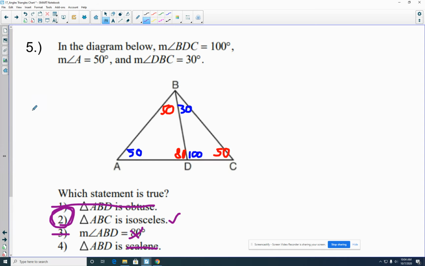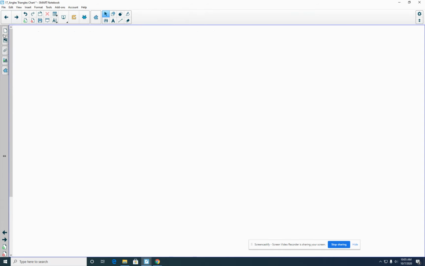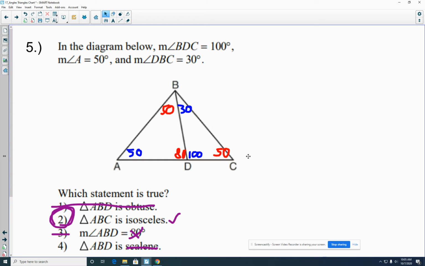And there it is. Okay? Again, when you fill in all the missing angles and you use that relationship, it becomes quite easy to then go back and compare. All right. Oh, so that was it. So that was the last question for lesson 17.